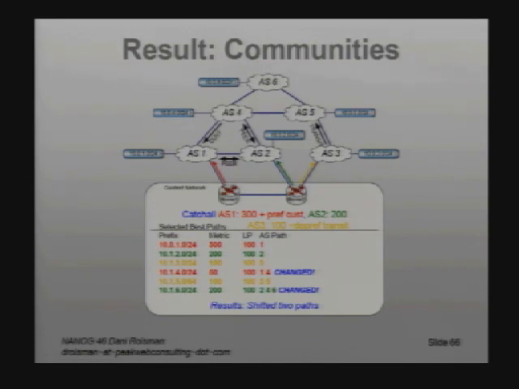And the result is I just shifted 10.1.4, where previously 10.1.4 was going to AS2 via metric. Well, now it's going to AS1 with a metric of 50. And the same thing for AS6, where previously it was going out AS3 with a metric of 100. Well, now it's going out AS2 with a metric of 200. Because remember, we increased it to 400. So now we're selecting 200, which is a lower value.